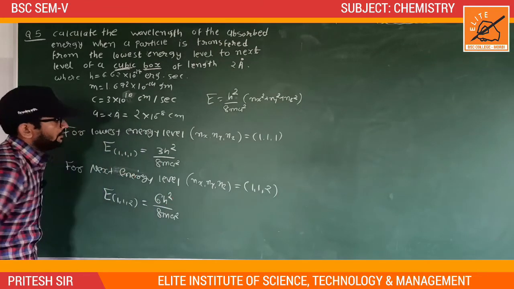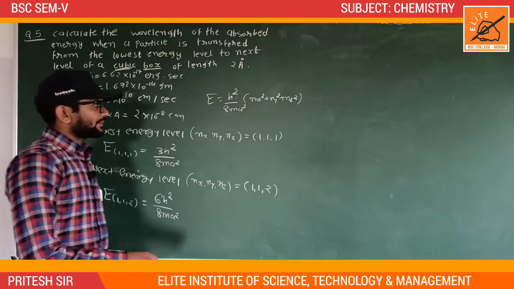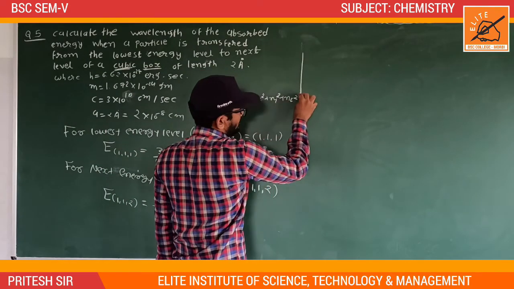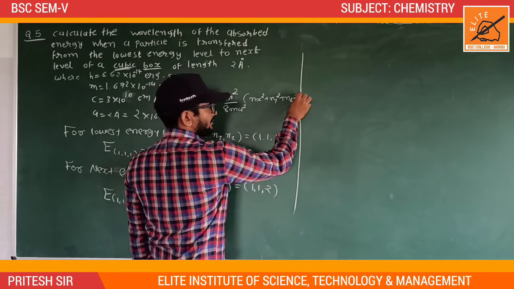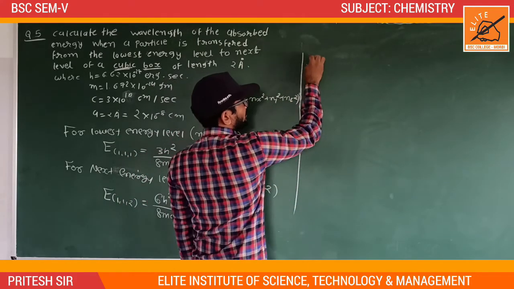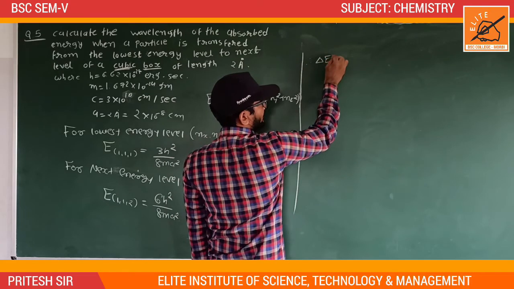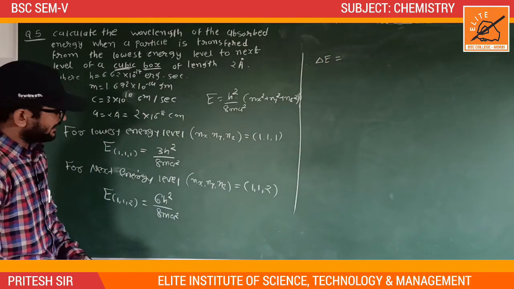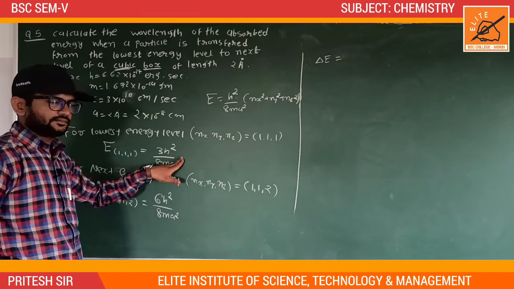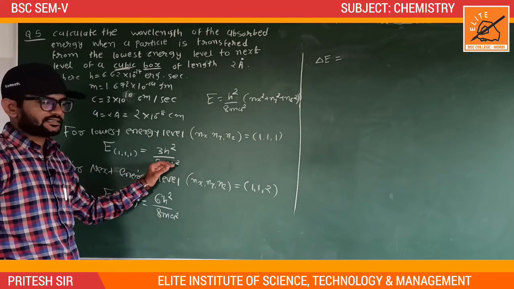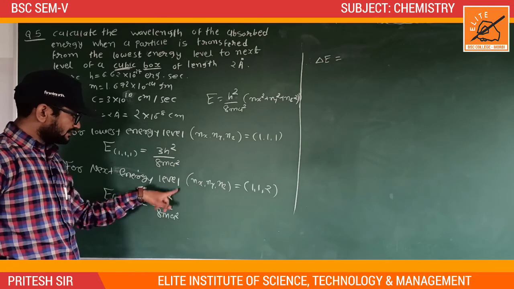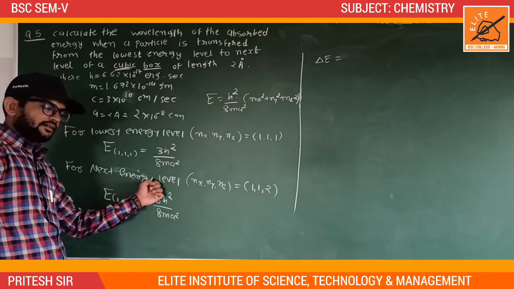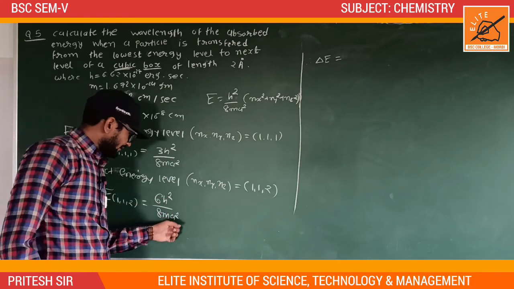Okay, the energy difference between two levels is denoted by delta E. So therefore the value of delta E is equal to highest energy minus lowest energy. Delta E means the difference between two energy levels, highest energy minus lowest energy. The value of highest energy, it means for the next level, is 6h square upon 8ma square.